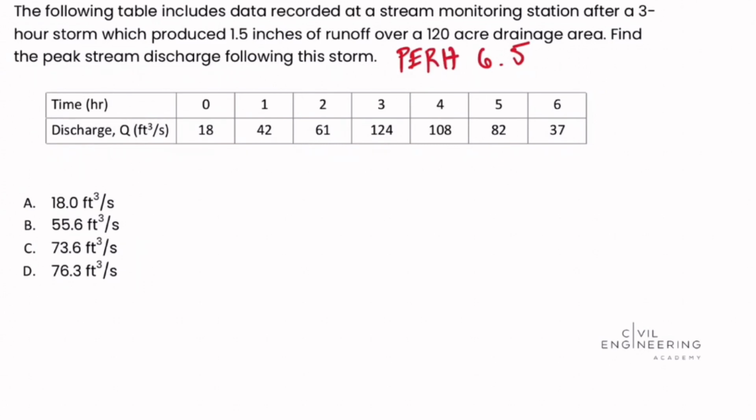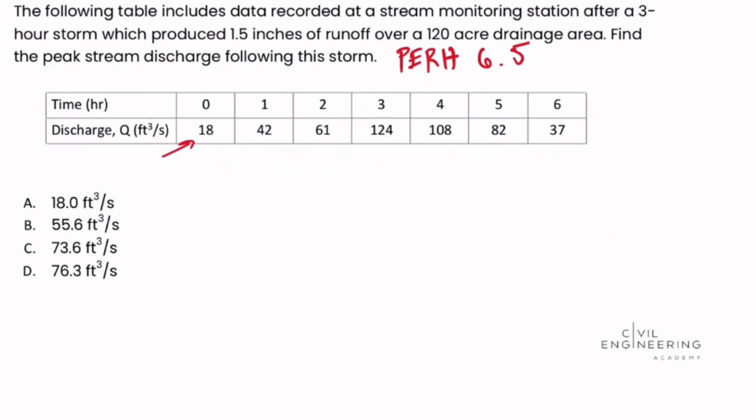Whenever we're given a table like this, with discharge and time, we need to look at the discharge value at time 0. If this value is any number besides 0, we know that the stream has a base flow. A base flow refers to water that's always flowing in the stream regardless of any precipitation or storm activity. In this case, at time 0 hour, the discharge is 18. So this stream has a base flow of 18.